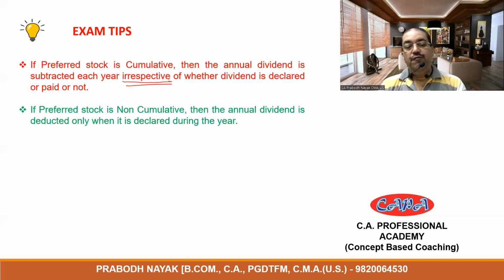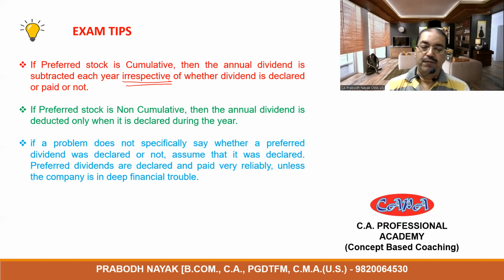Second, if preferred stock is non-cumulative, then the annual dividend is deducted only when it is declared for the year. If it is non-cumulative, the dividend has to be declared so that I can deduct it from the calculation.